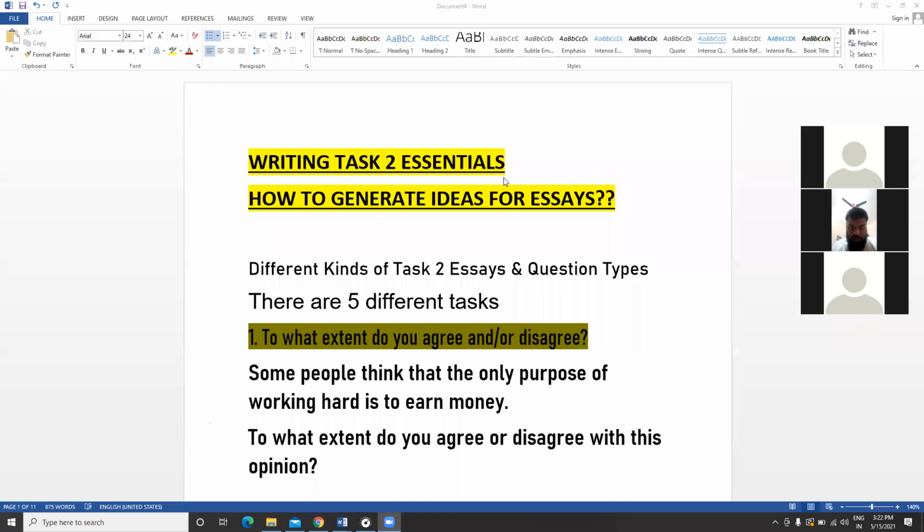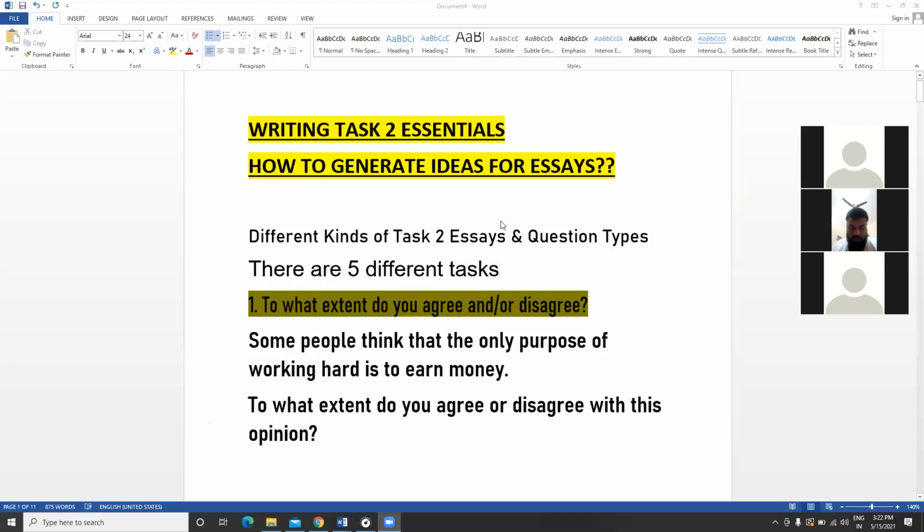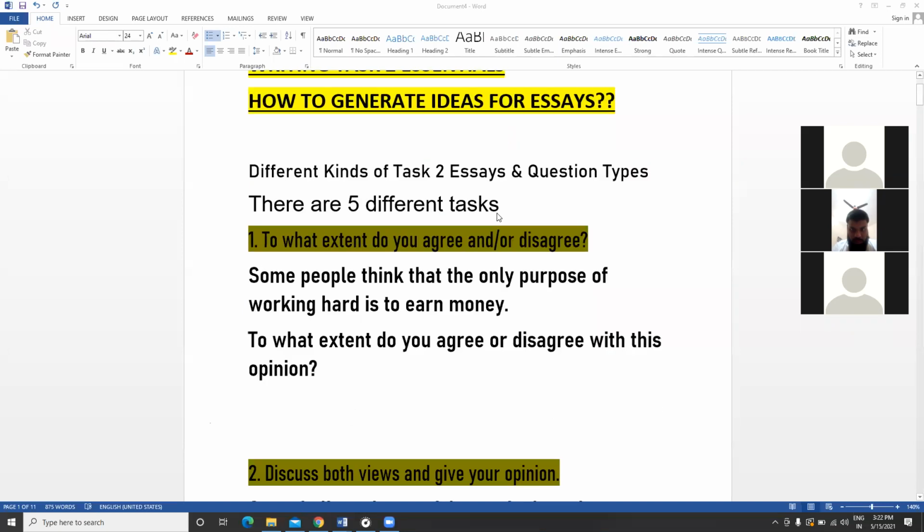Now, if I talk about writing task 2, we have different kinds of question types. As you can see on the screen, generally we get 5 question types. For some question types you need to make sure your opinion is there. Some question types do not ask for your opinion. We'll start our class with how to approach the different question types. Let's get started. As you can see, there are 5 different types of task questions.